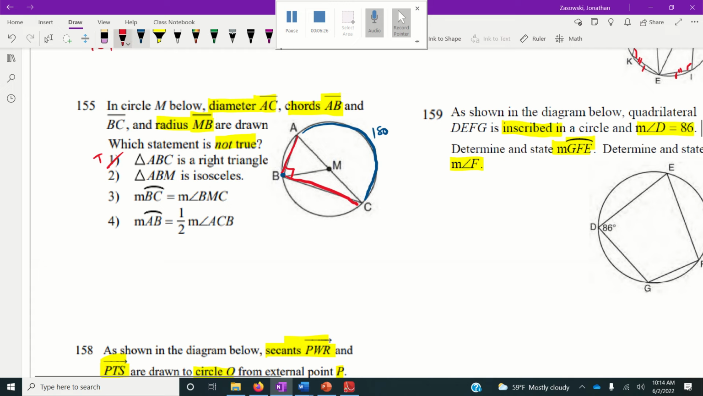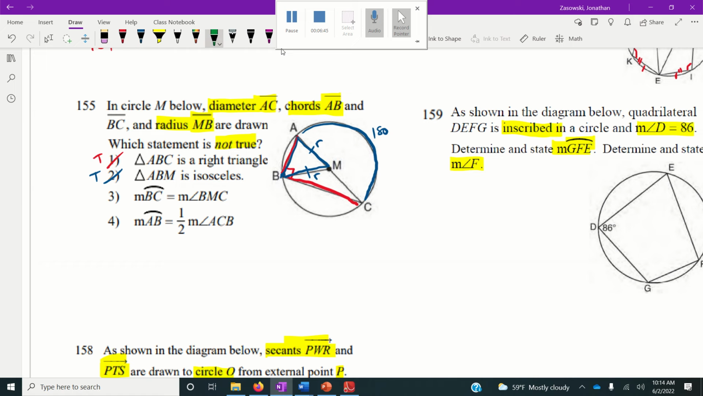Now, the next one we're looking at is triangle ABM, which is right here. And we want to know, is this isosceles? And remember, since these two lines are radii, they are going to be equal. And I don't know the length of this one, so I don't know that it's equilateral. So this is true, so we're not going to accept that one.